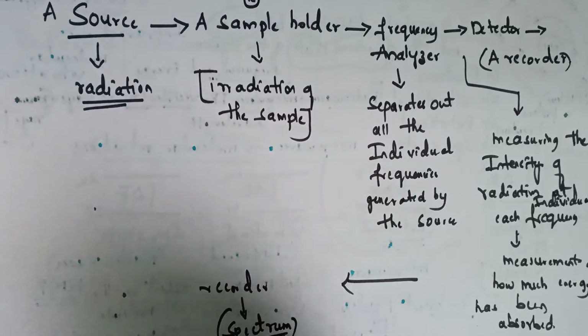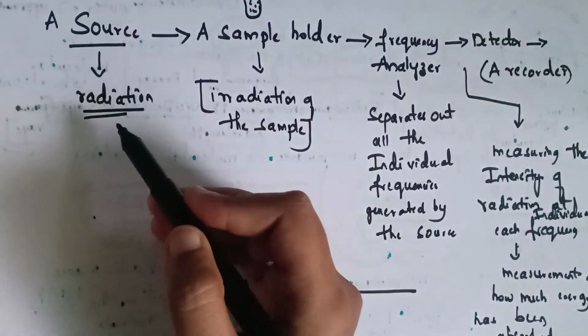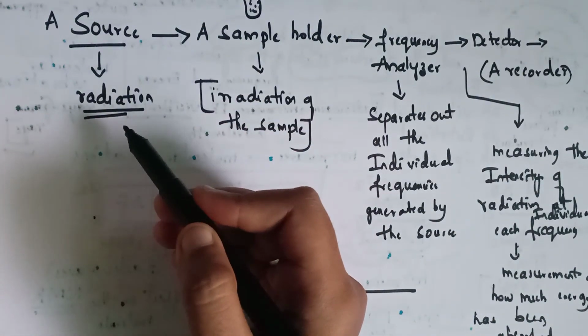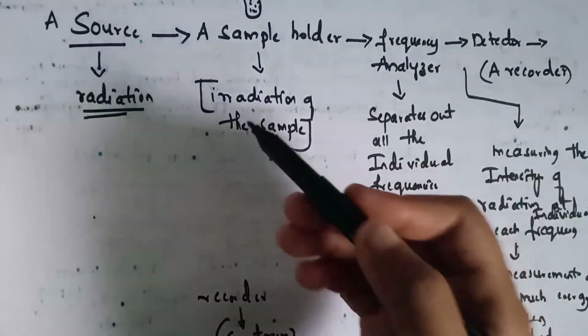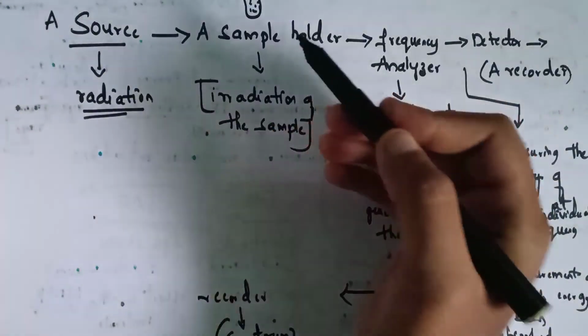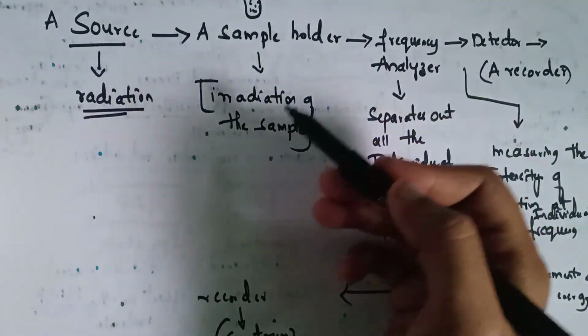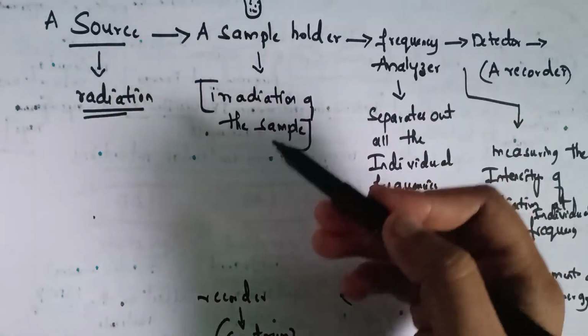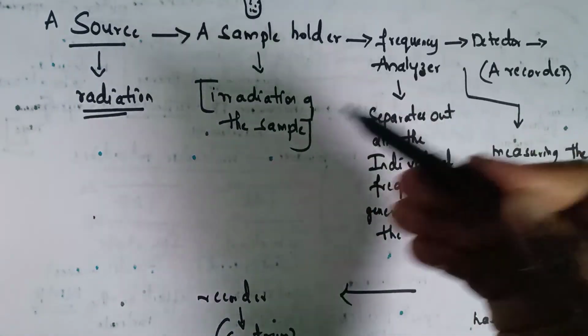So let's study it once again. First thing is source. It contains radiations. It may be UV, IR, lamp or a radio frequency transmitter. Next comes a sample holder to hold the organic compound. It will permit the irradiation of the sample. That means it will provide the exposure of a compound to the radiation.